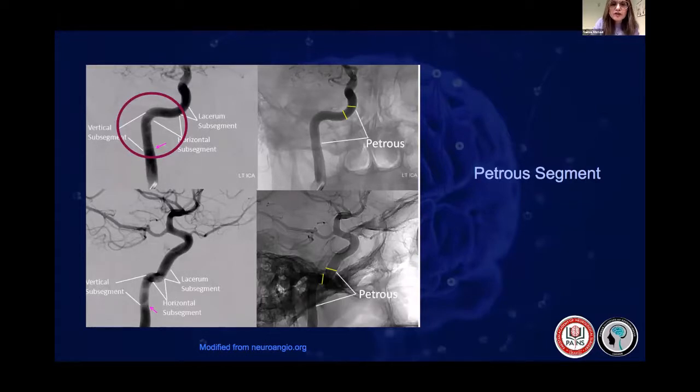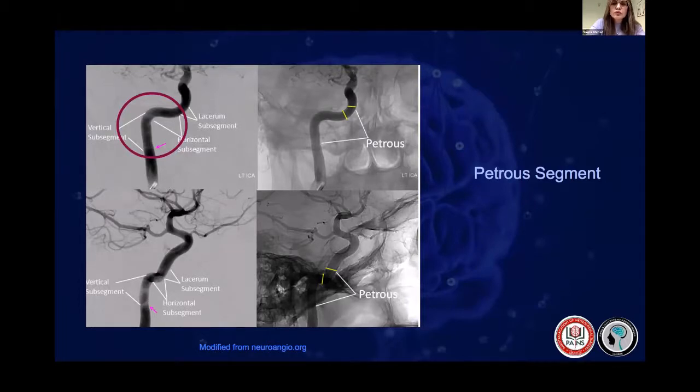So the cervical segment, you all know, I'm not going to talk about that again. So we start with the petrous segment. This is the petrous segment. The petrous segment is the segment after the cervical segment when you enter the base of the skull. This is the point where most of the dissections and post-traumatic pseudoaneurysms occur. Otherwise, no artery arises from here. There is no branch here. So true aneurysms are very unlikely.